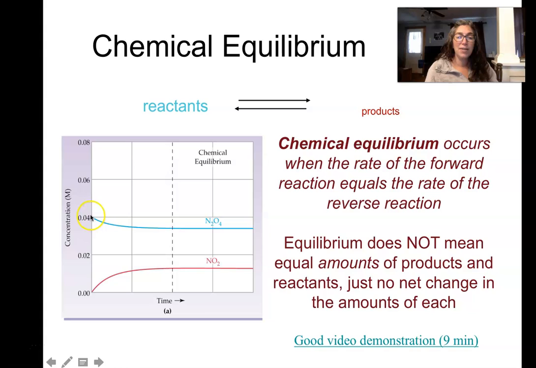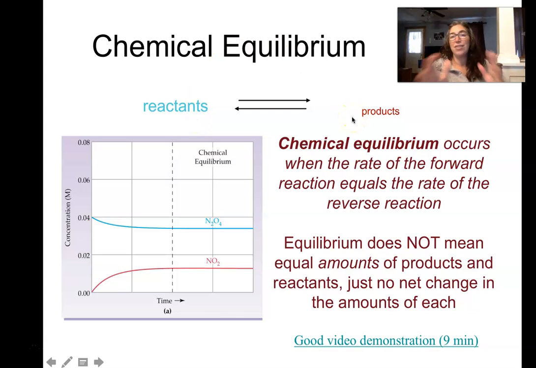Same thing in this graph here. So as the reaction went on, the amount of reactant decreased and the amount of product increased, all right? But at some point they steady out and they're no longer changing. That is equilibrium. So at equilibrium, there's no longer a change in the amount of reactants or products, and that is because the amount of reactants that are turning to products is equal to the amount of products that are turning to reactants. It looks static.